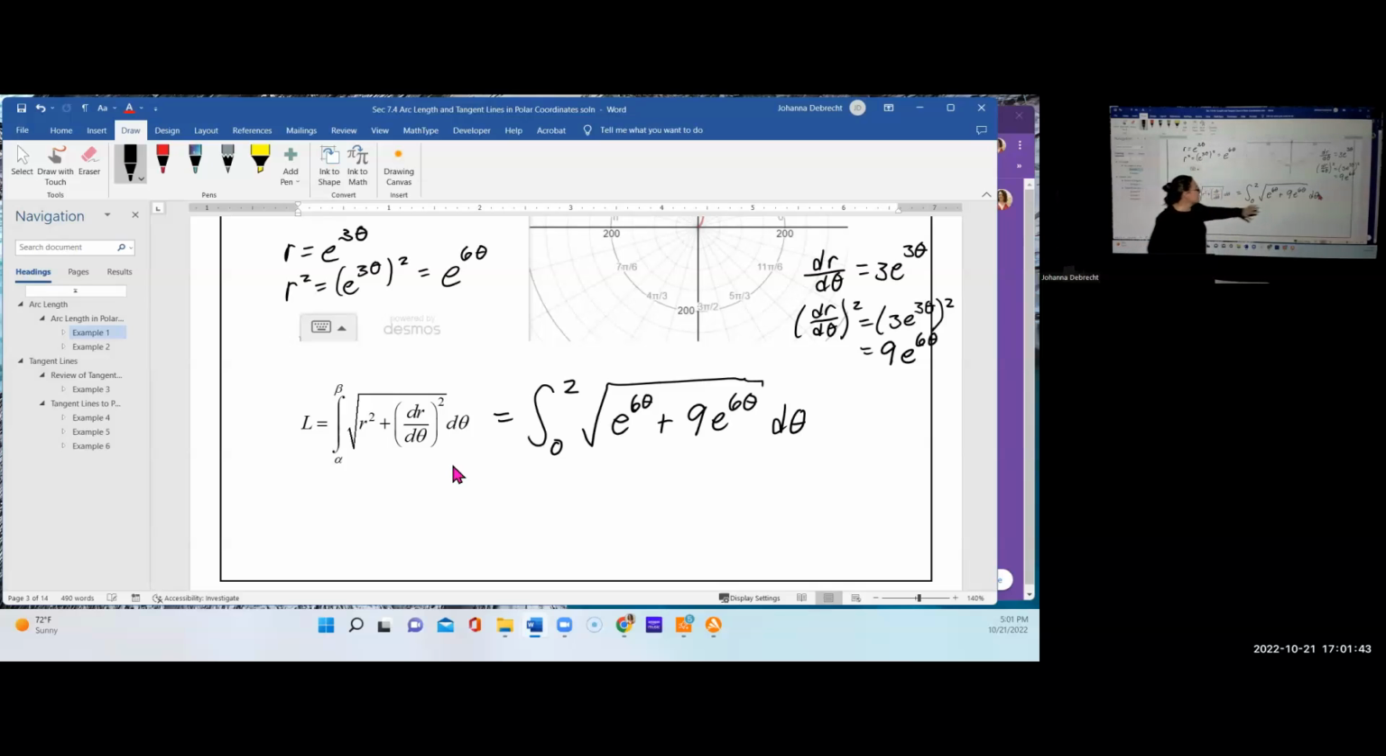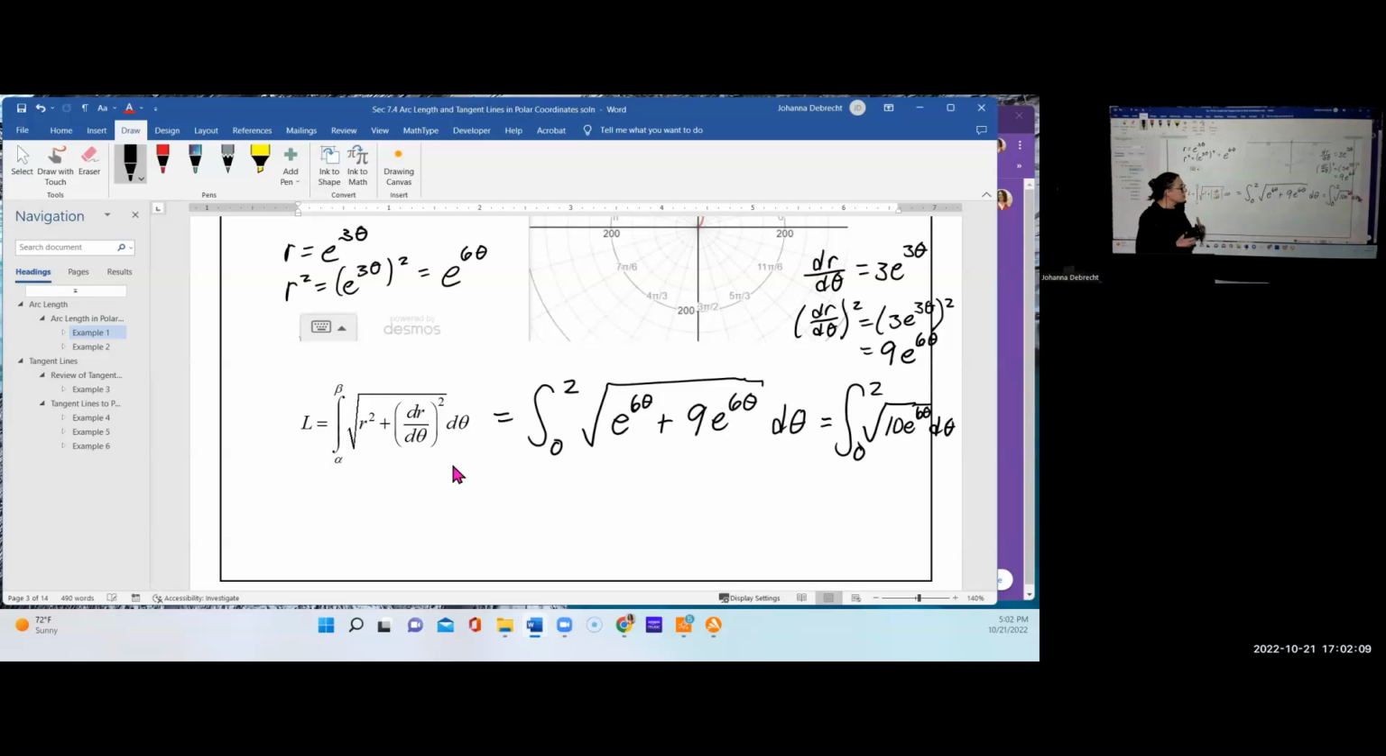Now, I happen to know that e to the 6 theta is a common factor. You could factor it out, or you could just look at these and go, hey, those are like terms, right? I've got 1 here, 9 more. I must have 10 e to the 6 thetas. And in fact, that's exactly what we've got. So we've got the radical of 10 e to the 6 theta d theta.